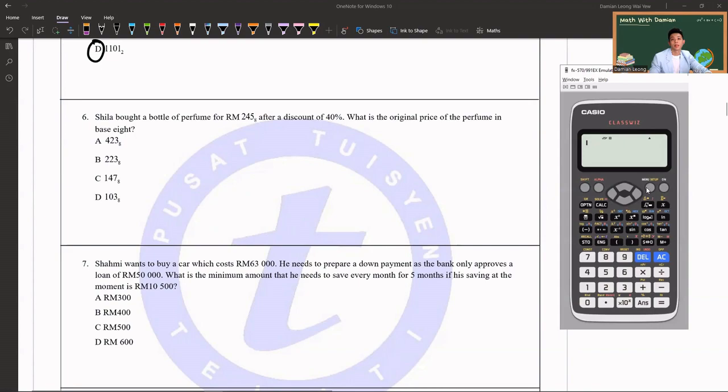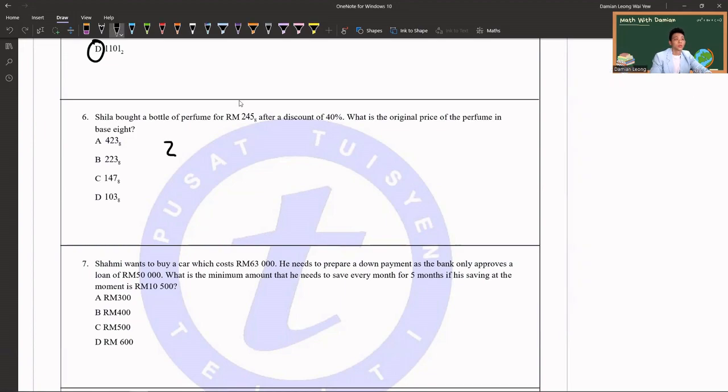But rather than doing that, I can also use the function in the calculator. Menu, base 10. Start with octal, 245, equals. Then I put decimal that converts to base 10. Or if I want to convert to base 2, then just use binary. So 245 in base 8 is 165 in base 10. So 165 in base 10 is the price after discount.